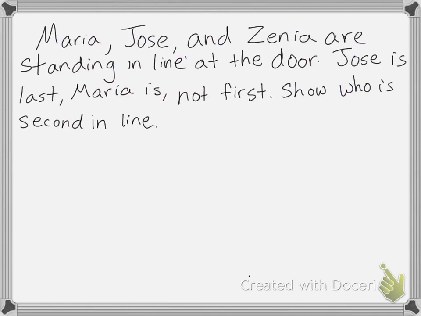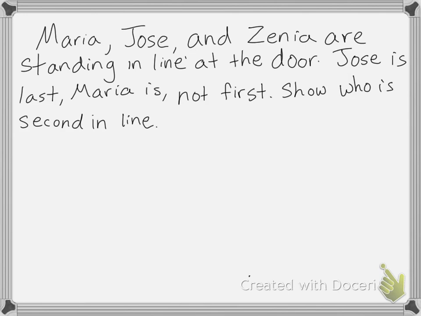All right. So for the second part of this lesson, we're going to work on problem-solving strategies. The one we're going to work on is using logical reasoning to solve a problem, and solve a problem by acting it out. So here we have Maria, Jose, and Zania standing in line at the door. Jose is last, and Maria is not first. Show who is second in line. Okay, so let's act this out. And I'm going to do it by drawing a picture.